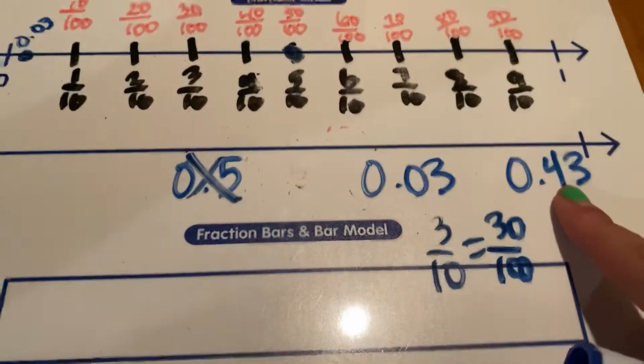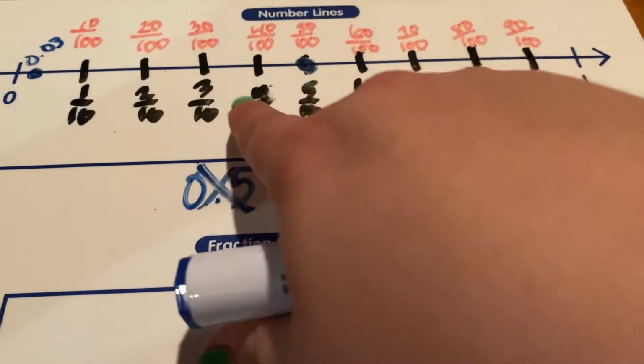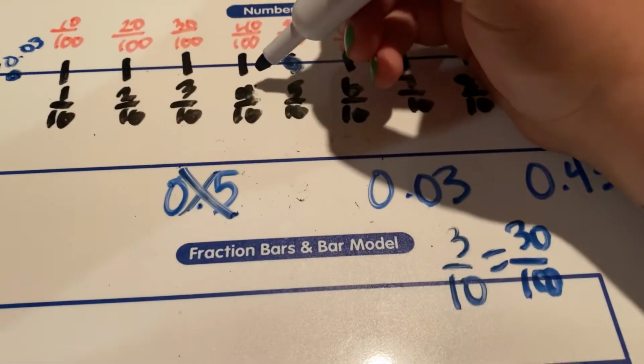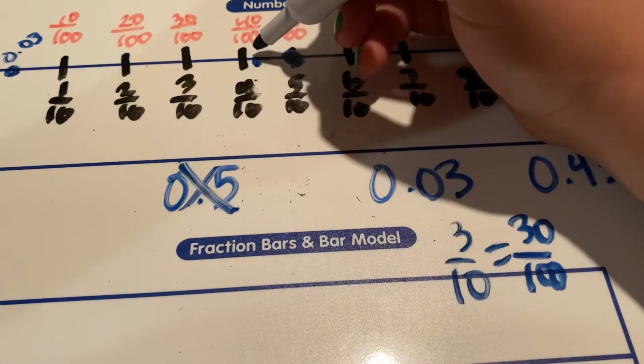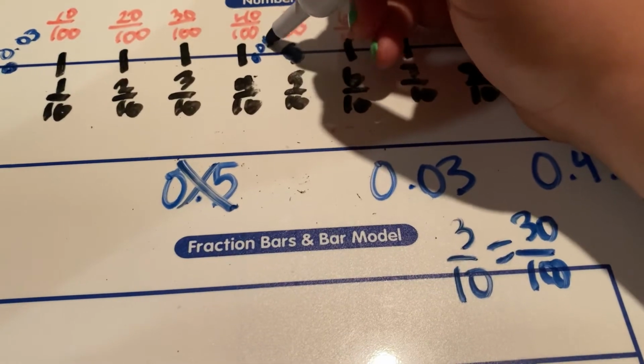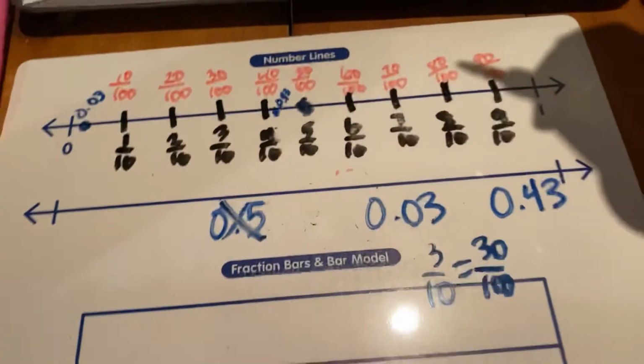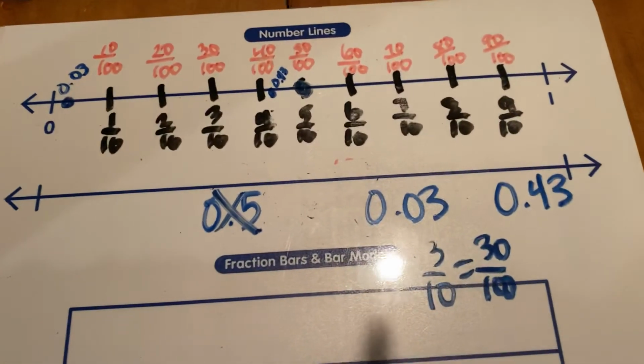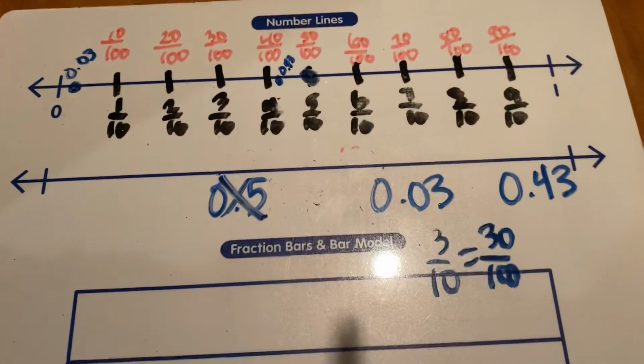And now time for 43 hundredths. So here, I know 43 hundredths is between 40 and 50 hundredths, somewhere right around here. And that's 43 hundredths.